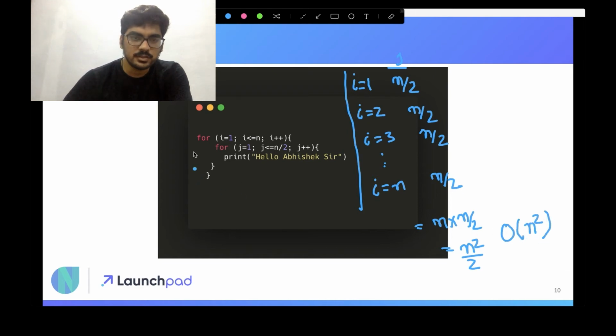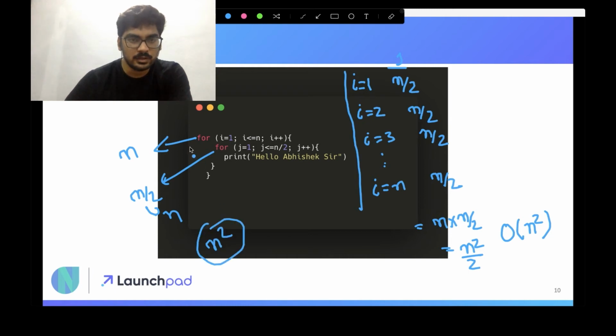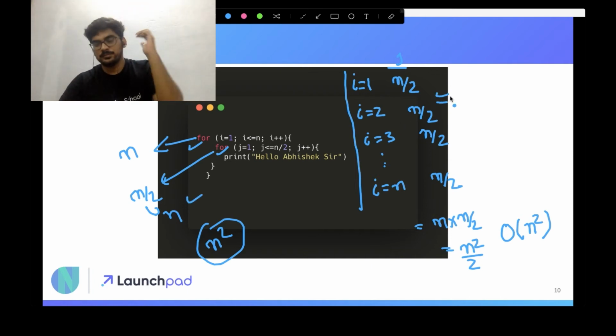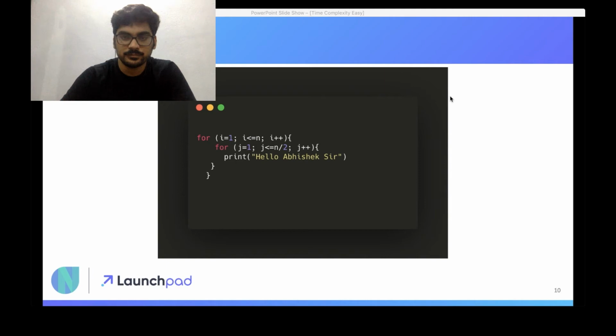What is the other way we can see? So see, basically with a nested loop, the complexity of this loop you know is n. The complexity of this loop you know is n by 2. So basically n by 2 is still n. So n into n is n square. So you can multiply the complexity of these two together. So either this way or this way, whichever you find better. Okay. Awesome.